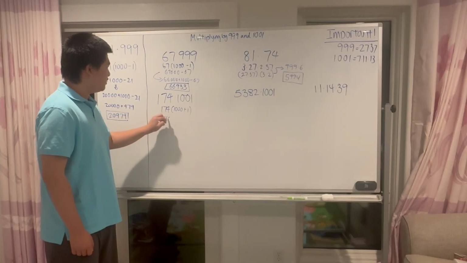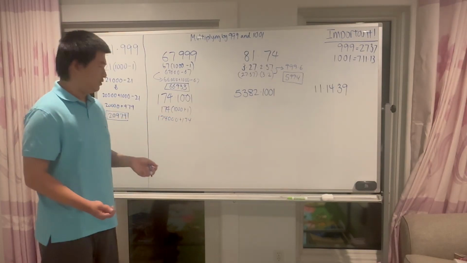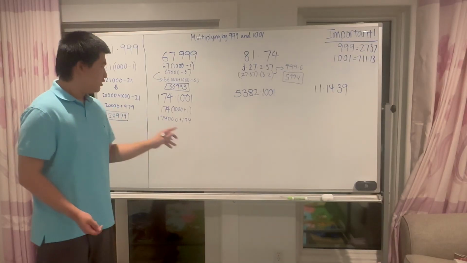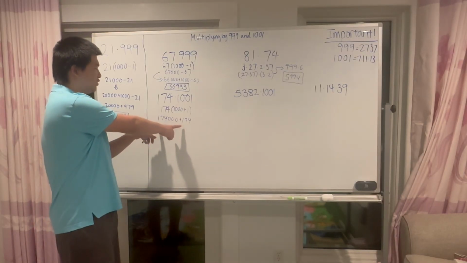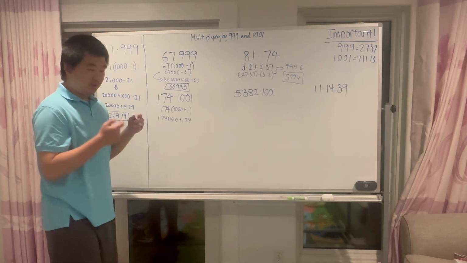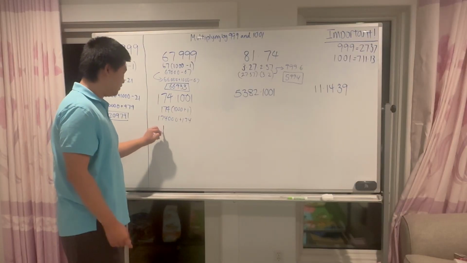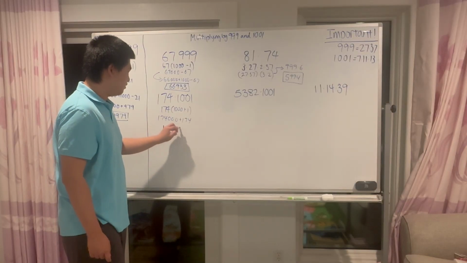So this is 174,000 plus 174. And now you see why this is easy, right? There's no subtraction going on. Subtracting 174 from this number would be pretty bad to do in your head. So we really prefer this addition. And with the addition, we of course get 174,174.